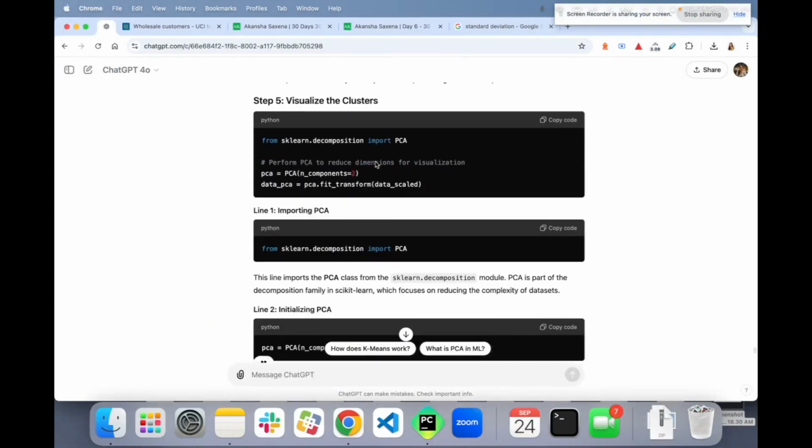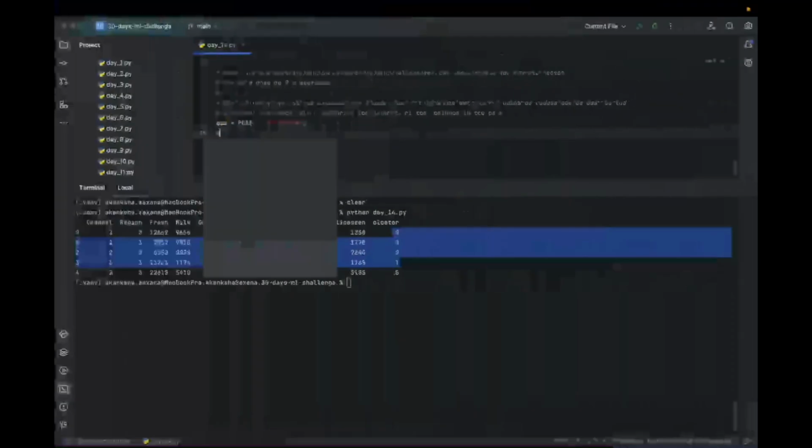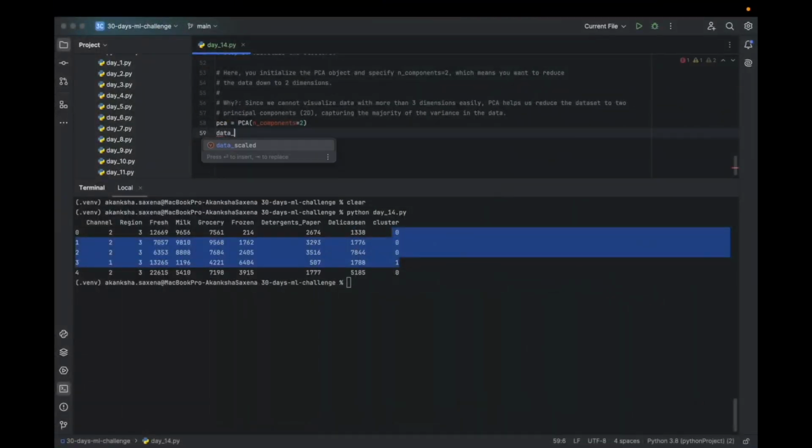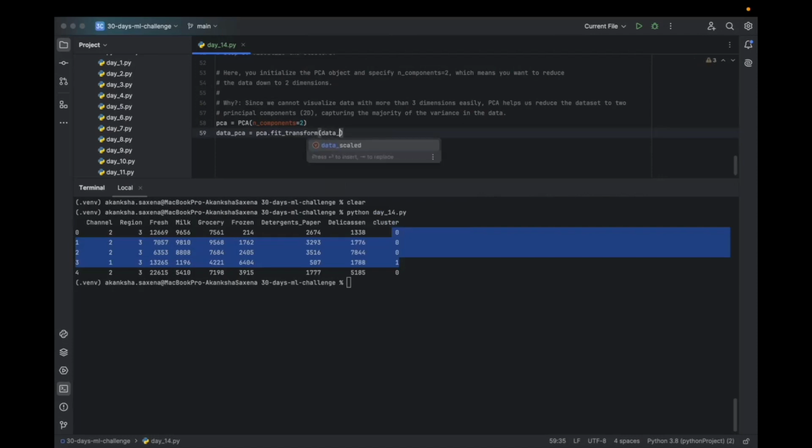Principal component analysis. Here we are mentioning the components. We want to go ahead with two components, as in two dimensions. Then we are going to fit the data on those two components using the PCA object that we have created, and we will do fit_transform on the scaled data. Now we will plot the graph.